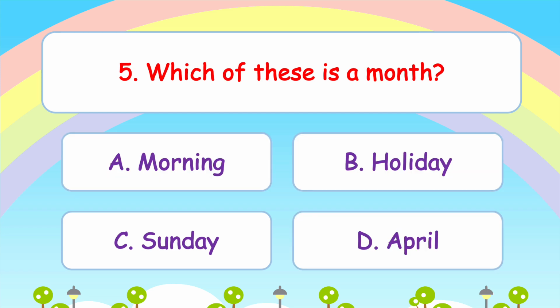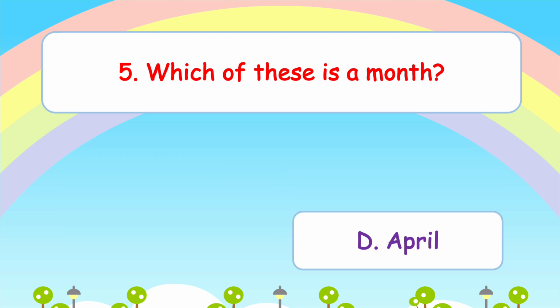Which of these is a month? And your options are morning, holiday, Sunday, or April. And it's April. April is a month.